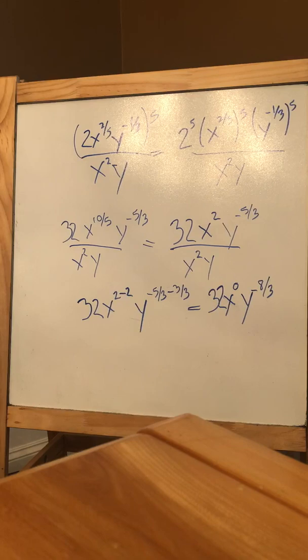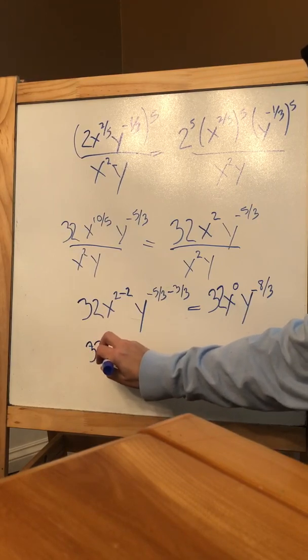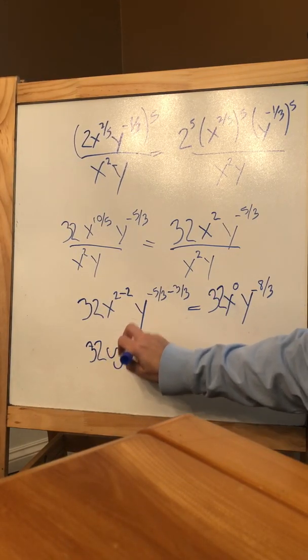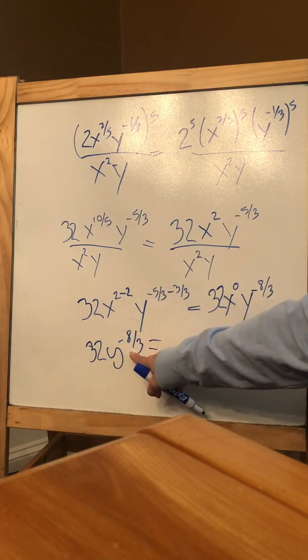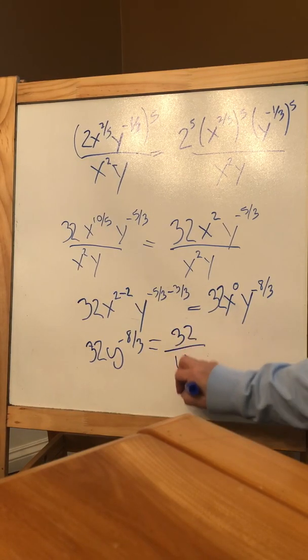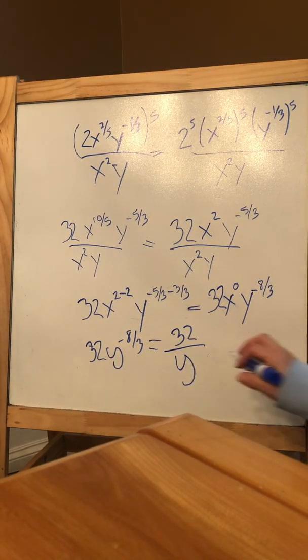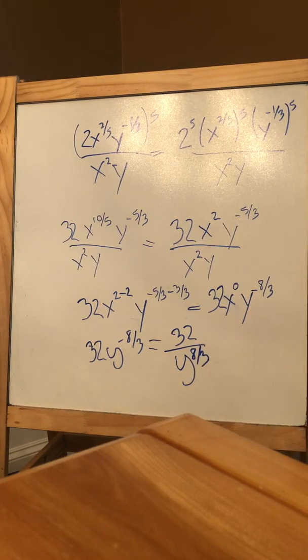Okay. Well, x to the 0 is nothing, right? So that's going to go away. So now we're going to have 32y to the negative 8 over 3. Okay, well, we can still do more. We have a negative exponent here, so we're going to bring this to the bottom. So we're going to have 32y on the bottom to the 8/3. And that's about as far as you can go with that one.